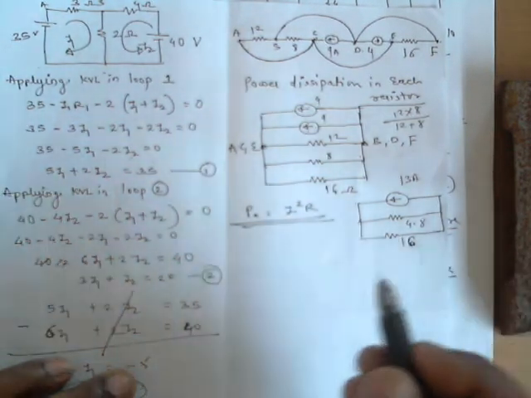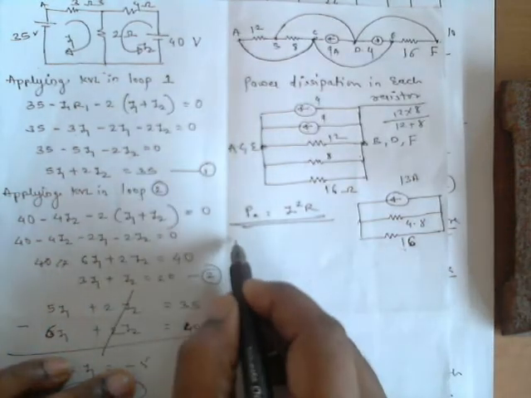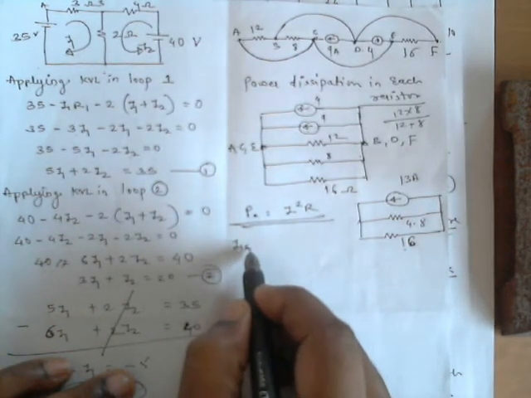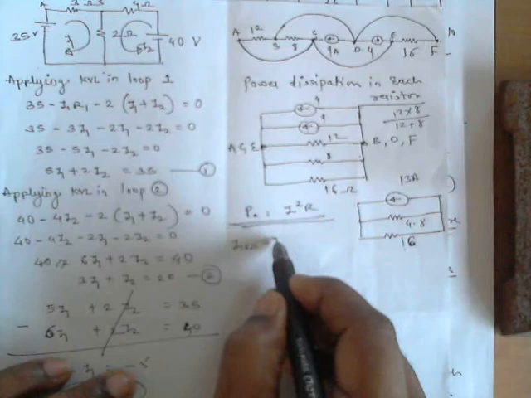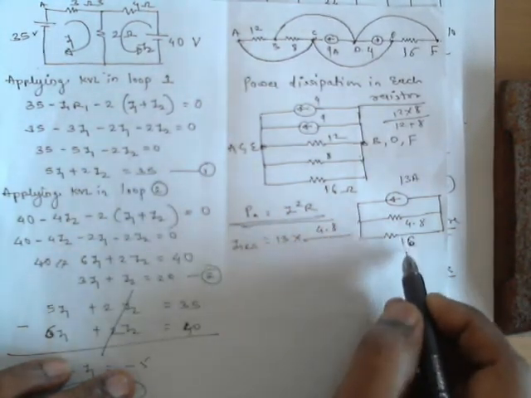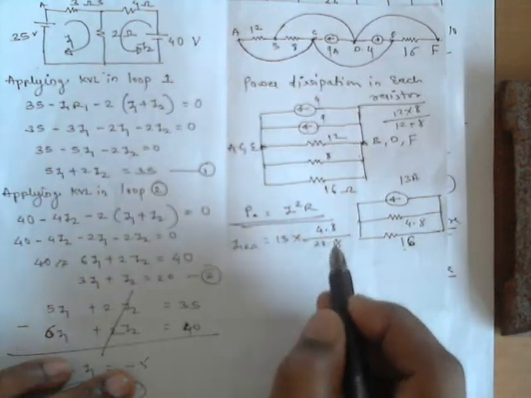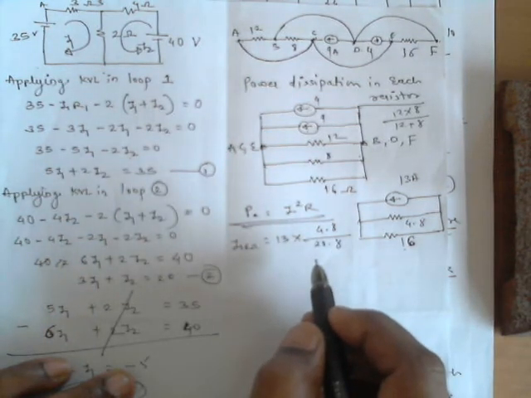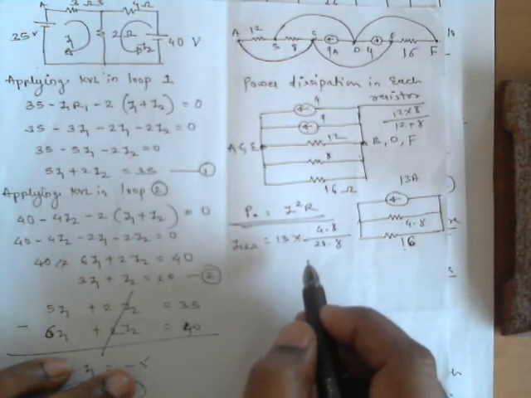Now how to find current in 16? We can find it by current division rule. Current in 16 ohm equals main current, that is 13, into opposite resistance 4.8, divided by addition of these two, 20.8. Okay. So you will get easily current through 16.